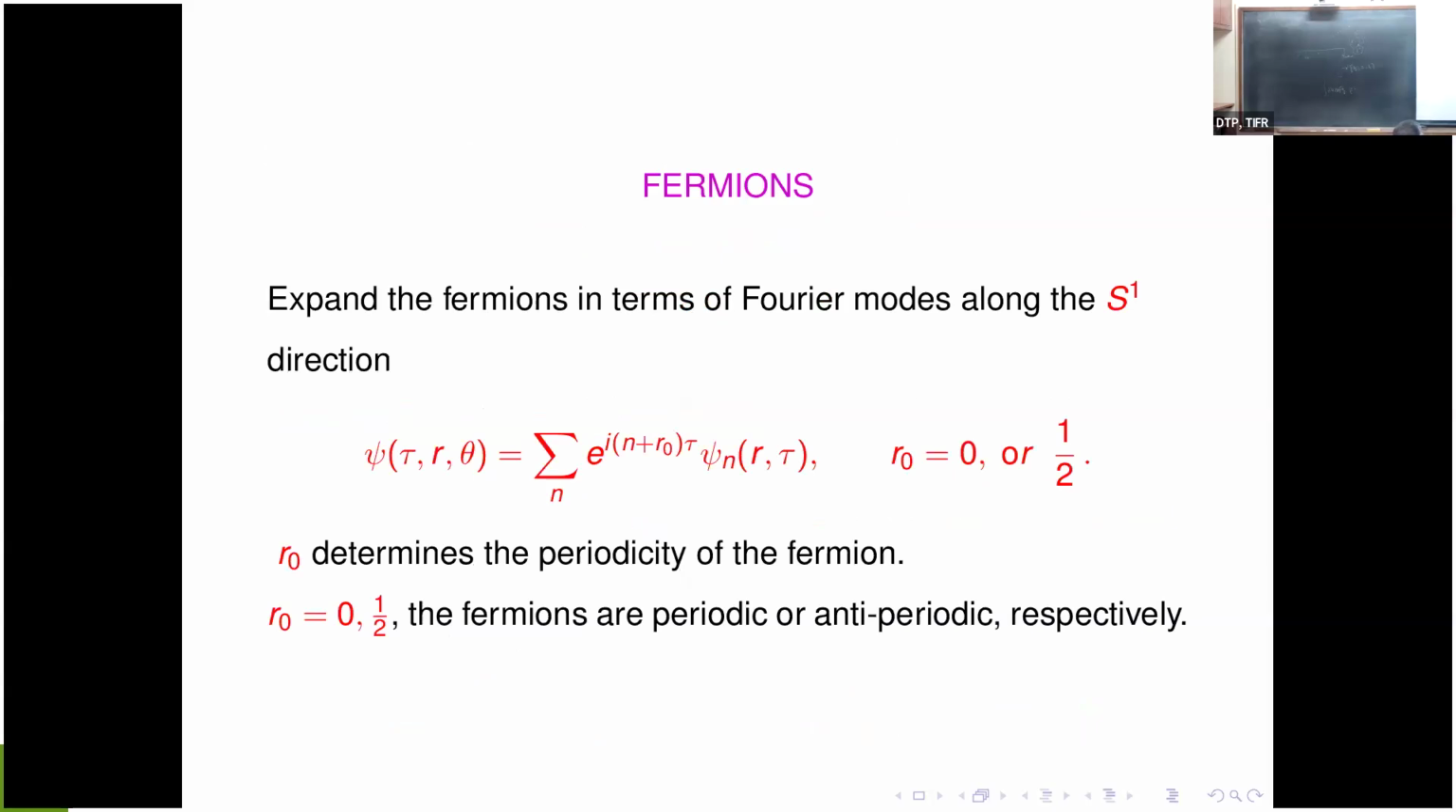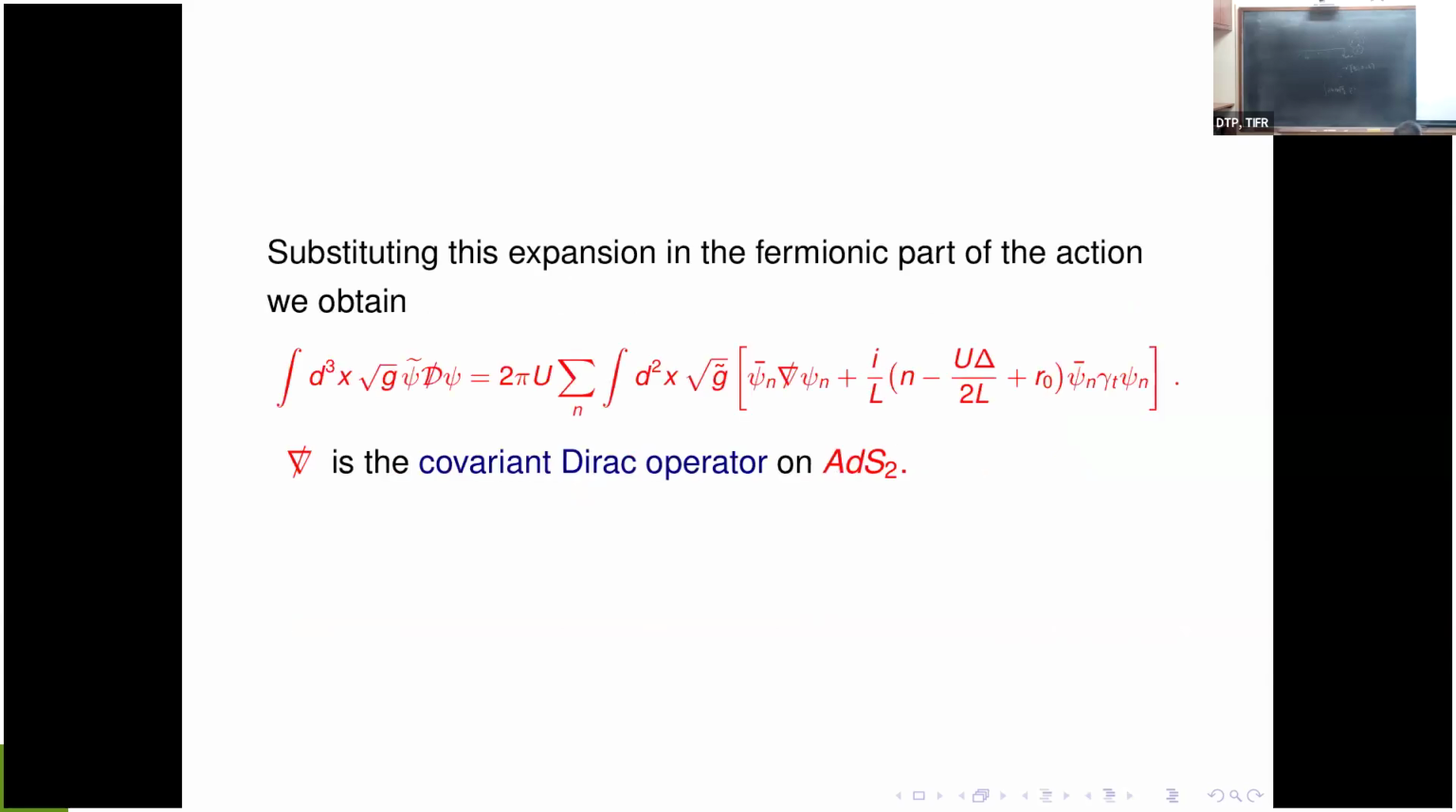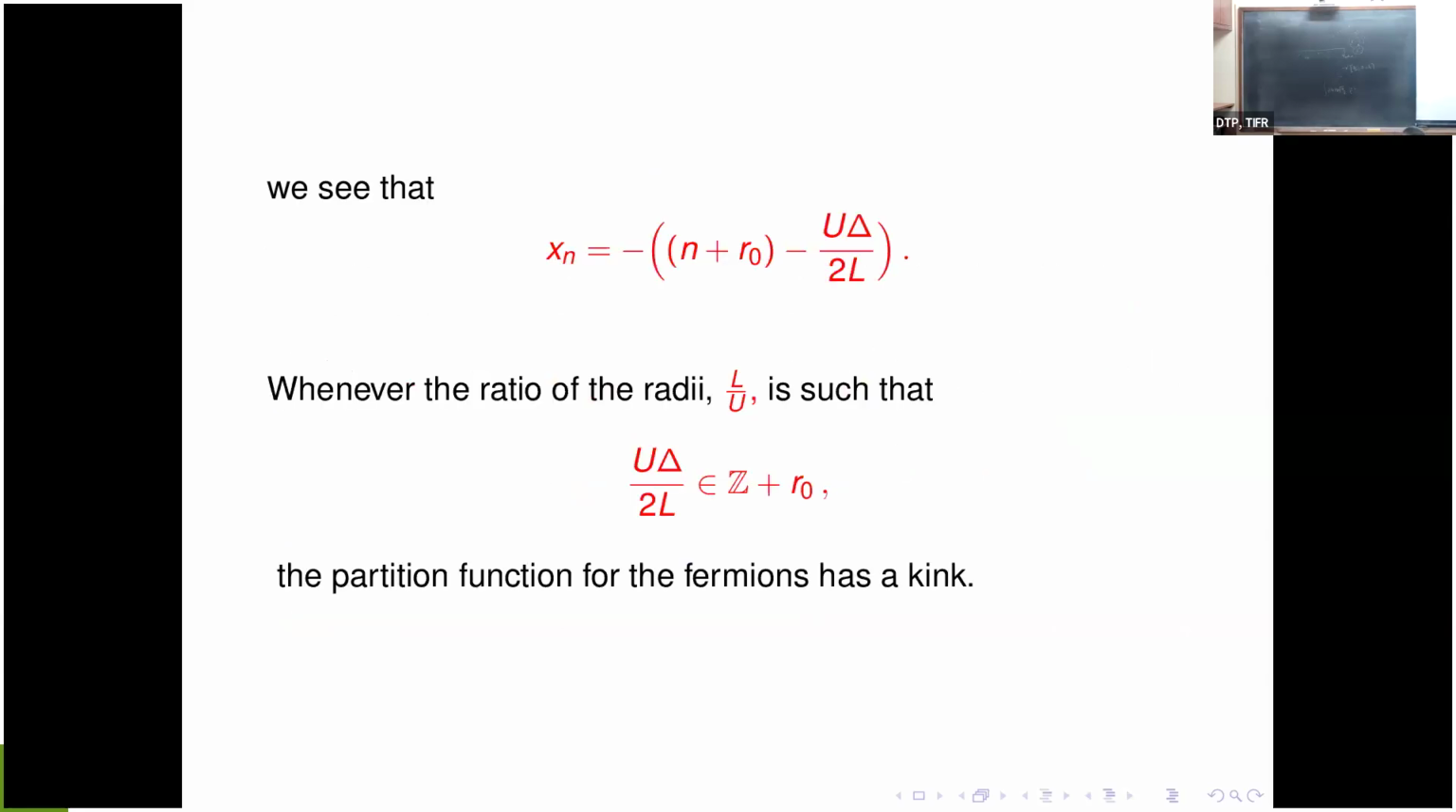So when you have fermions, you again decompose along the S1. You can impose periodic or anti-periodic, it doesn't matter. We'll do periodic most of the time, because we talk about supersymmetry. And the action becomes this. And you see, it is that class of actions we considered with the i gamma^t, which is the chiral part. This gamma 1 and gamma 2 are here. So it reduces to that. And X can be identified with this, and whenever this ratio becomes an integer of this kind, the partition function of fermions has a discontinuity, the partition function has a kink.